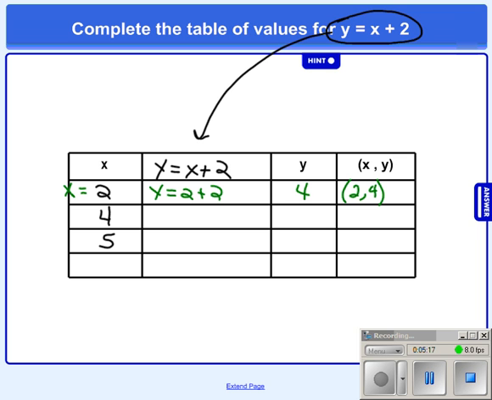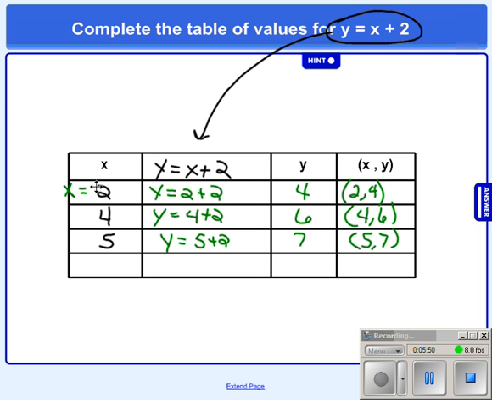Okay? Well, let's say that if x equals 4, I would say y equals 4 plus 2, which means y equals 6. So my coordinates would be 4, 6. Okay? I'm going to say x equals 5. So I would say y equals 5 plus 2. 5 plus 2 is 7. So my y equals 7, and my coordinates are now 5 and 7.